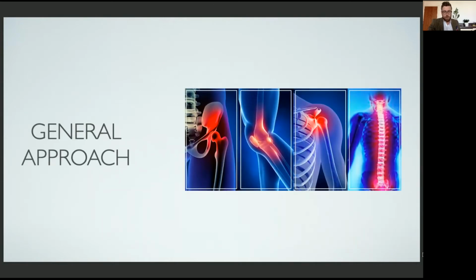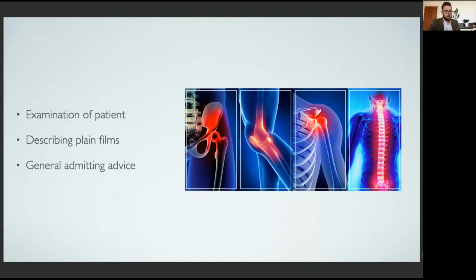So, a general approach to orthopedic patients, a general approach to pediatric orthopedic patients. I'm going to talk a bit about how to approach examination of patients, a bit about a strategy to look at describing plain film so that you don't get flustered, and some general admitting advice for any pediatric patient that you will come across.